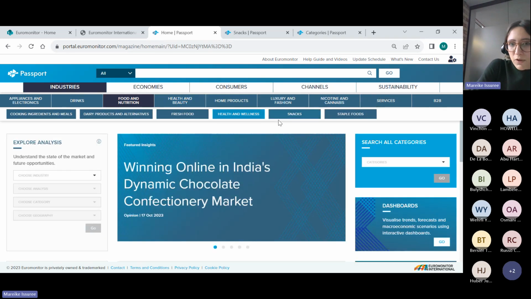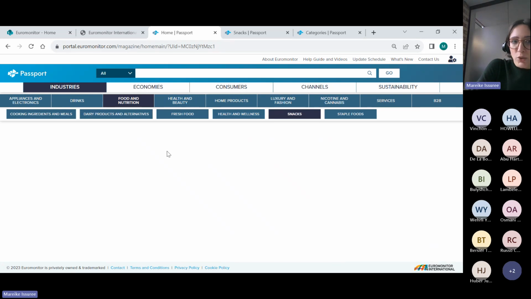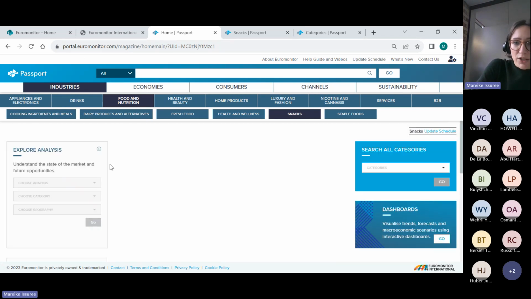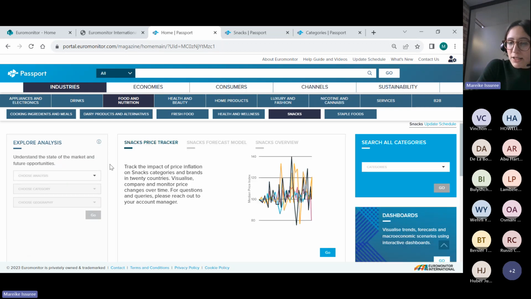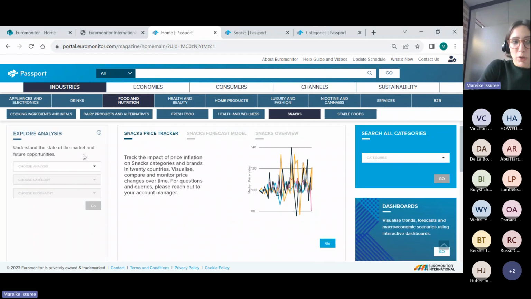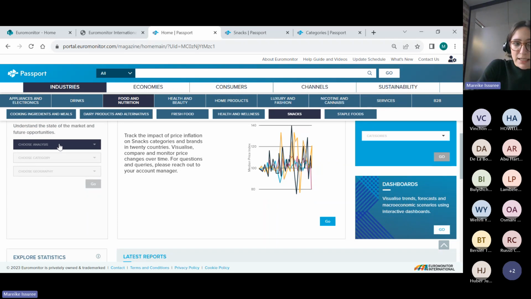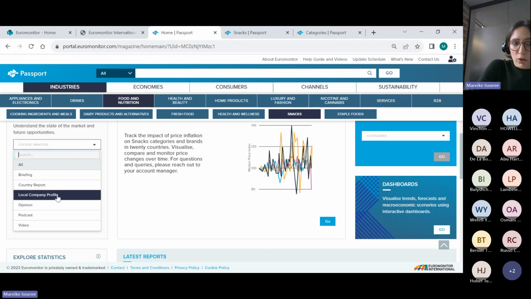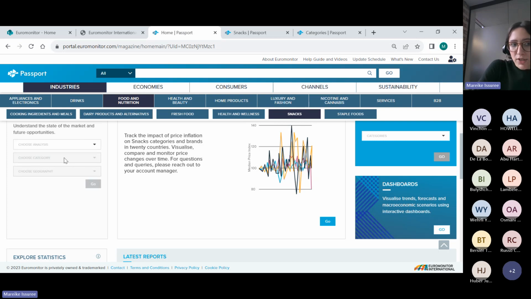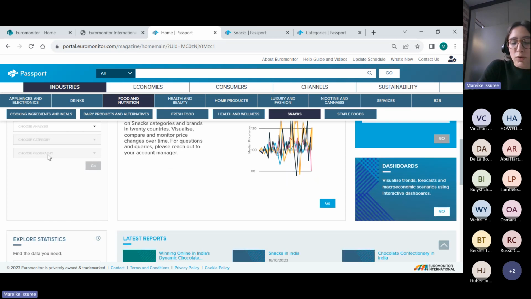If I go into a specific industry homepage, you will see that these are structured all the same in the sense that you can retrieve different data types per sector. You can explore analysis on the one hand, where you can choose a specific analysis type, like a country report or a local company profile, for example, and then select a specific industry category, like in this case, snacks or chocolate confectionery or ice cream, and then choose a geography to get your country report, for example.